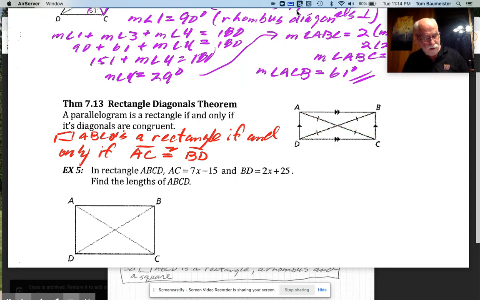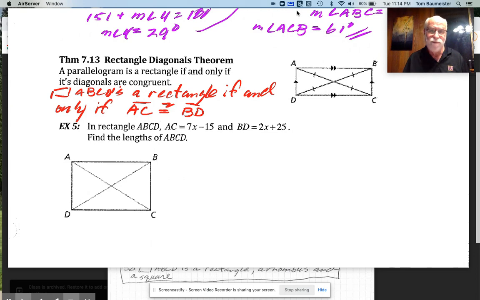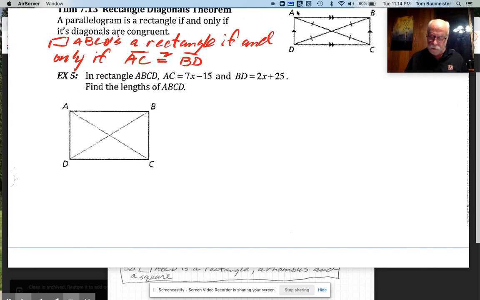All right, example 5. There are 6 examples this time, so it's a little longer than normal, but that's okay. In rectangle ABCD, AC is equal to 7x minus 15, and BD is equal to 2x plus 25. Find the lengths of the diagonals.